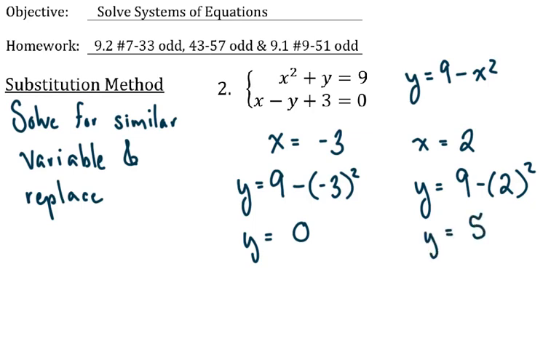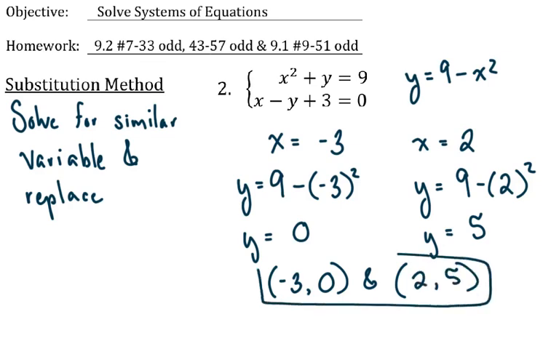As we said, the answers here are often written as ordered pairs, so we get negative 3, 0 for our first solution, and our second solution, which makes sense because we had a quadratic, it makes sense that we're going to have two solutions, is 2, 5. So that's the substitution method.